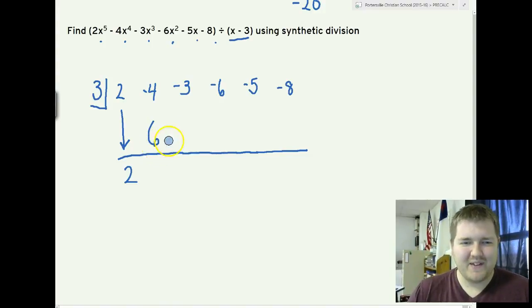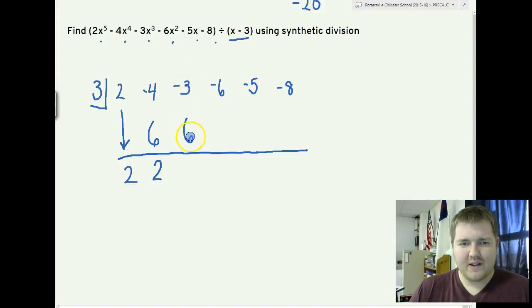I don't know if you even like the prison analogy, but it's just what I've always used to remember how the process works. So -4 and 6 are going to combine and work together to get outside the wall. -4 plus 6 gives me a 2. 3 times 2 is 6, so we put that up here.